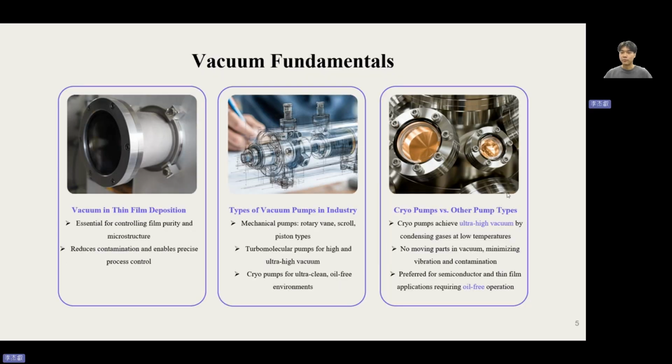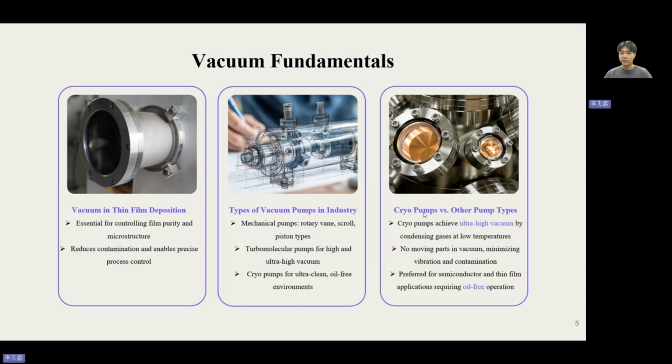Before talking more about cryo pumps, let me briefly explain vacuum in thin film deposition. A good vacuum is important because it helps us control film purity, microstructure, and overall process stability. A cleaner chamber means fewer unwanted reactions and less contamination.